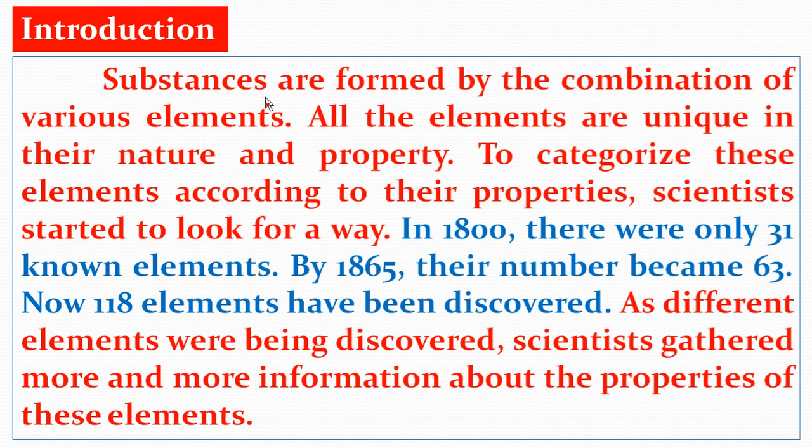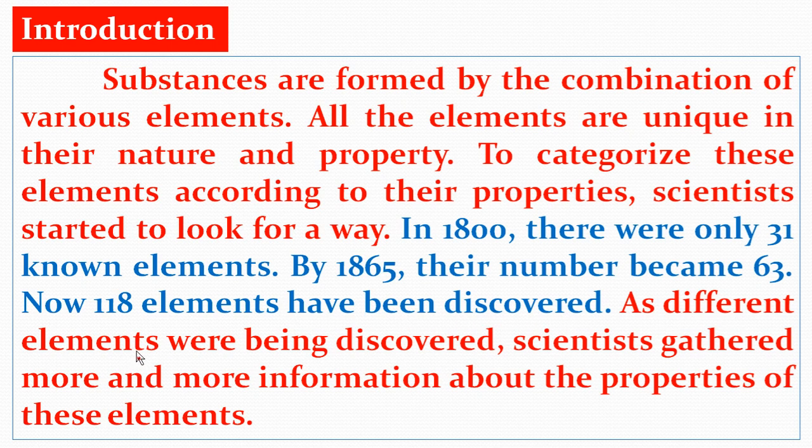Now come to the introduction. Substances are formed by the combination of various elements. All the elements are unique in their nature and property. To categorize these elements according to their properties, scientists started to look for a way. In 1800, there were only 31 known elements. But in the year 1865, their number became 63. Nowadays, 118 elements have been discovered.